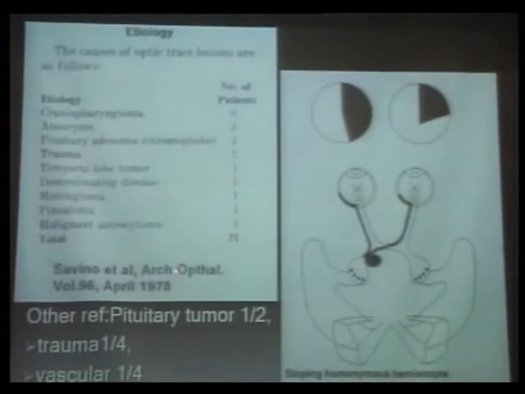This was a very nice paper on optic tract lesions by Dr. Savino way back in 1978. And basically what he told us was about the tumors that can cause this, whether they be craniopharyngiomas, aneurysms, or pituitary adenomas. If the optic chiasm is prefixed and the tumor goes up, it hits the tract. So you will get tract lesions from pituitary adenomas as well as any other process that can affect the chiasm.